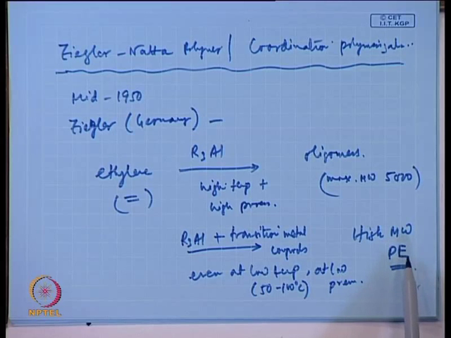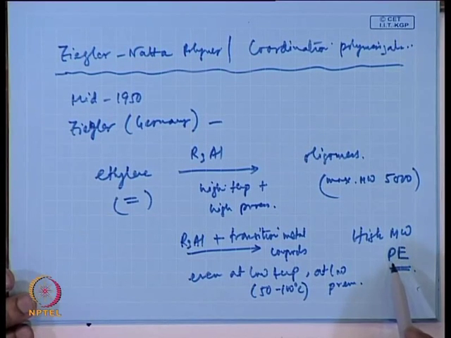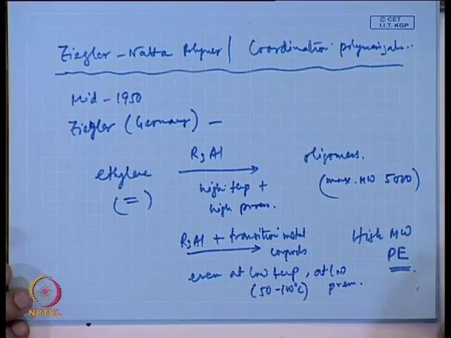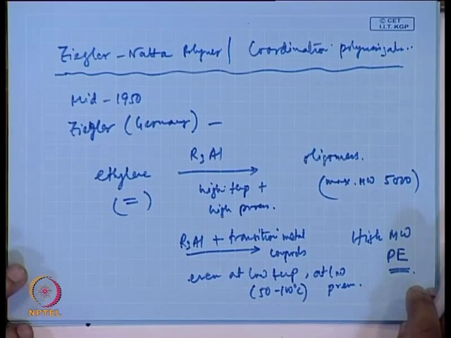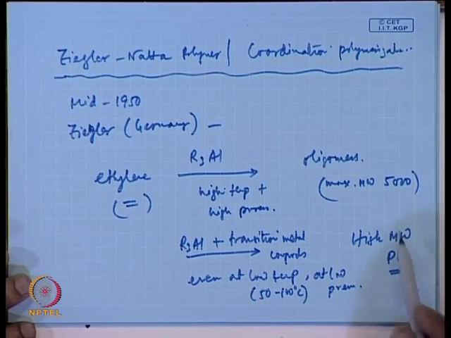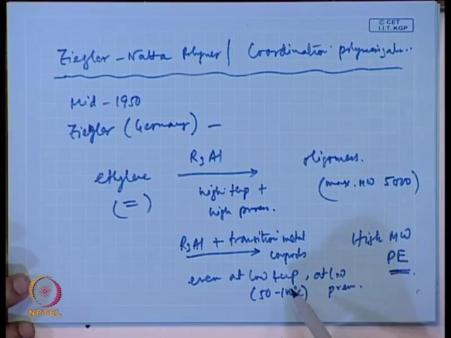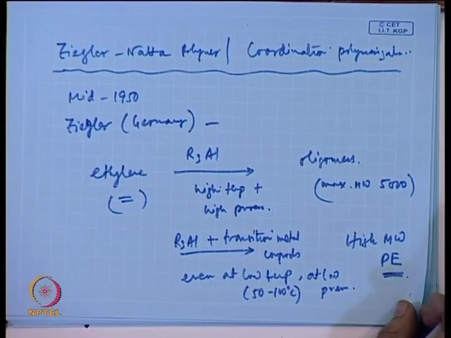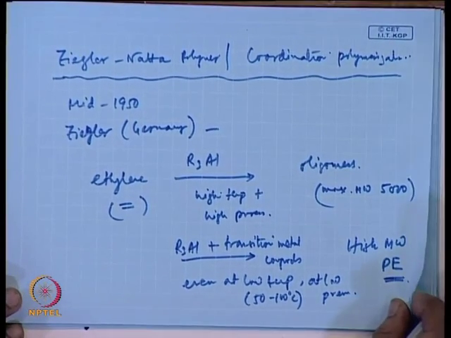Now, this polyethylene is not branched like the polyethylene we discussed in radical polymerization, where you get branched polyethylenes because of chain transfer to polymer, as you recall from our discussion on chain transfer in radical polymerization. In this case they are not branched, they are linear high molecular weight polyethylene, and that can be achieved even at a very comfortable temperature of 50 to 100 degrees centigrade, at low pressure.